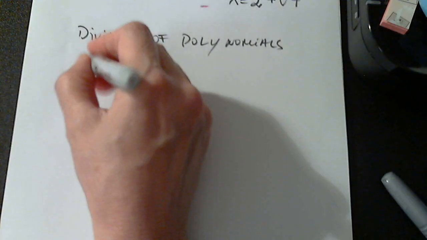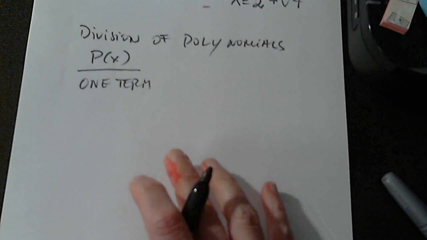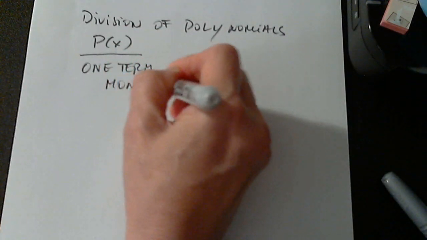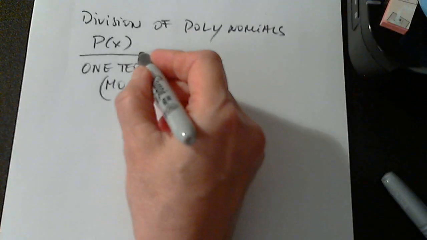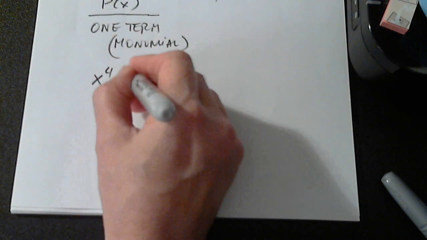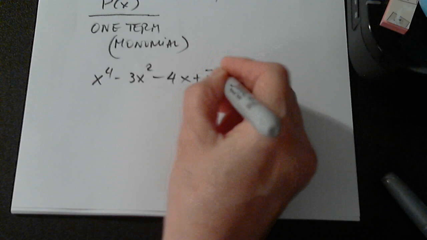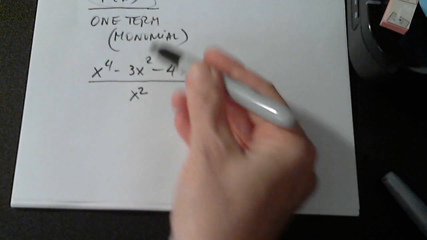If we have a polynomial divided by one term, also called a monomial, then the situation is like this. Let's say I have x to the 4th minus 3x squared minus 4x plus 7 divided, let's say, by x squared. Any polynomial divided by one term.